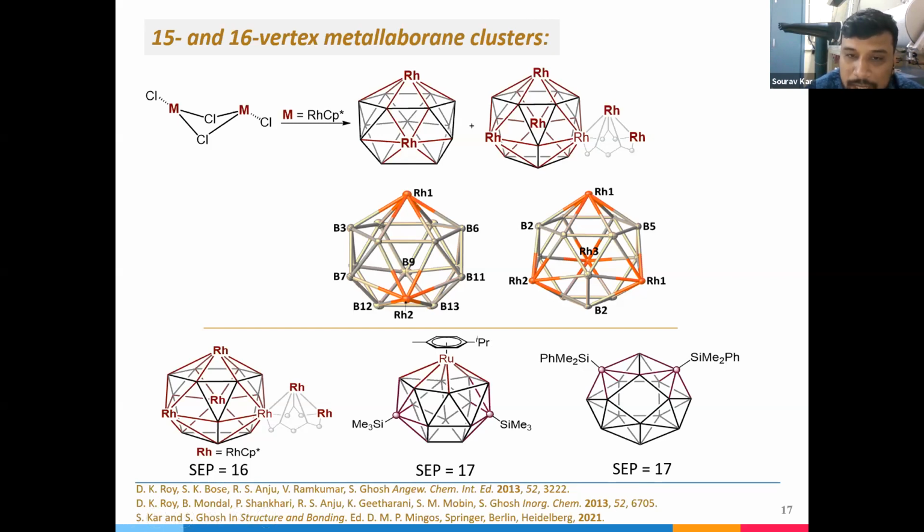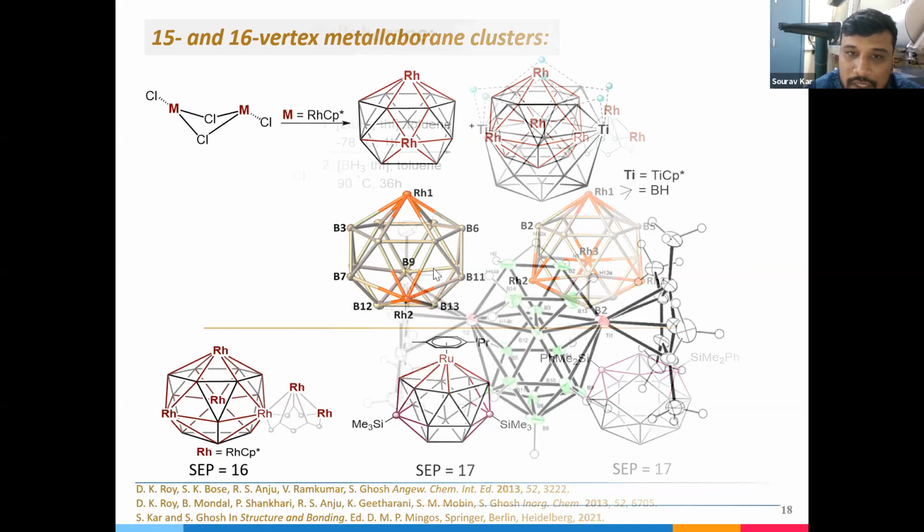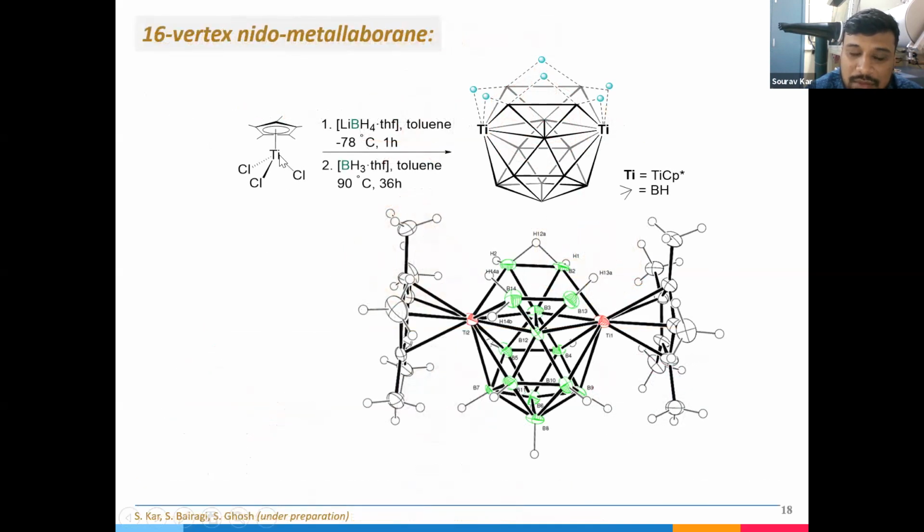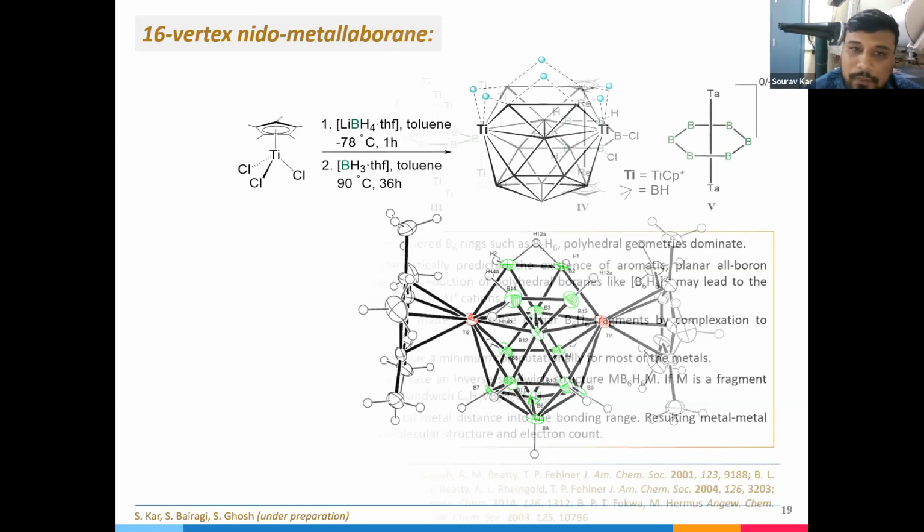So very recently, in this week only, we are working with the titanium Cl3 system, and we got a 16-vertex nido-metalloboron. And 2-3 days back, we got this structure also, and the other characterization of this nido cluster is on the way. So hope we will get full characterization of this compound very soon. And now moving from polyhedral metalloboron to the classical one.